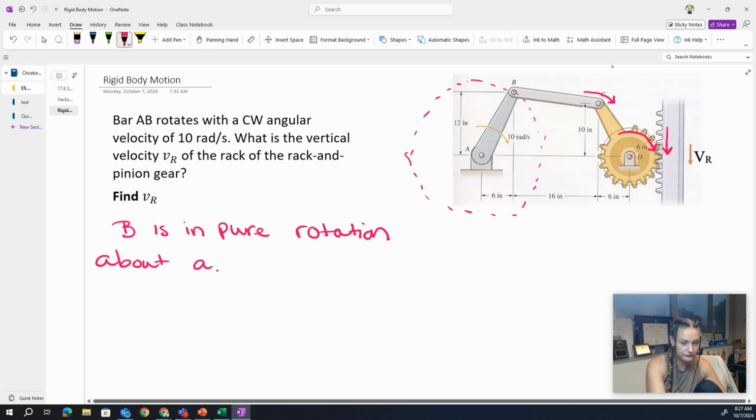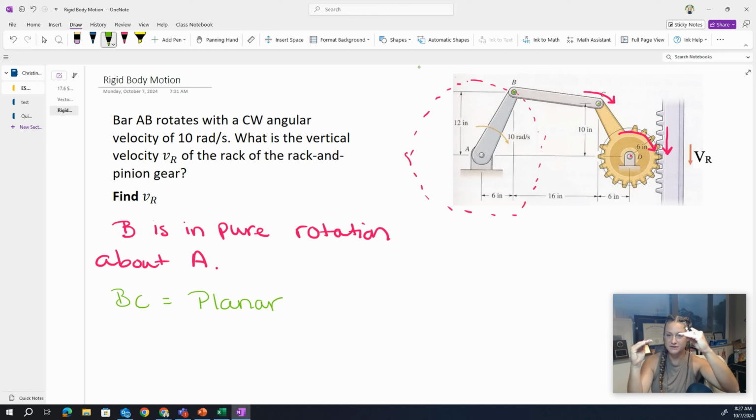Okay, so now I want to know, well, what is B? B and C. B is also on a rigid body, BC. And BC is undergoing planar motion, because BC can move this way, but it's also going to be rotating. So it's got a bit of a weird motion going on.